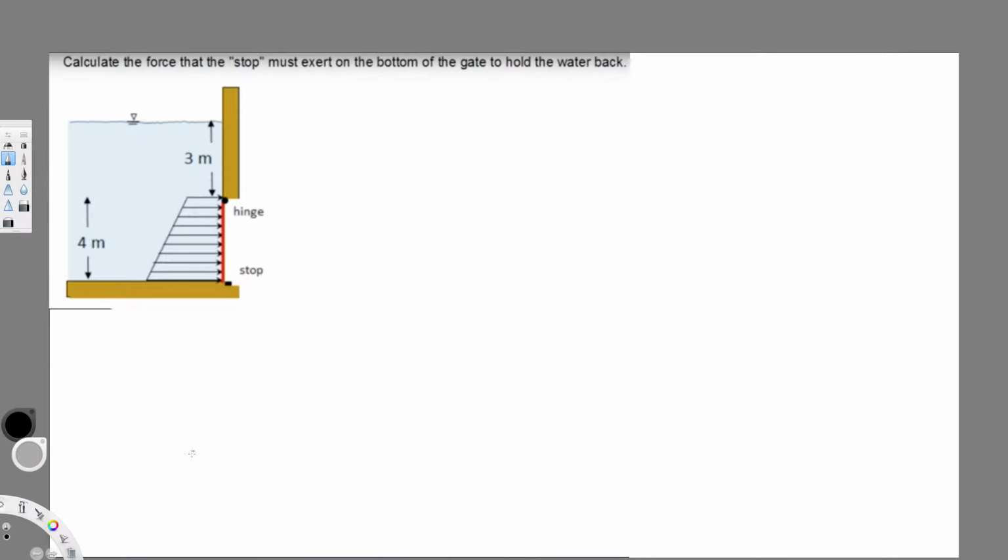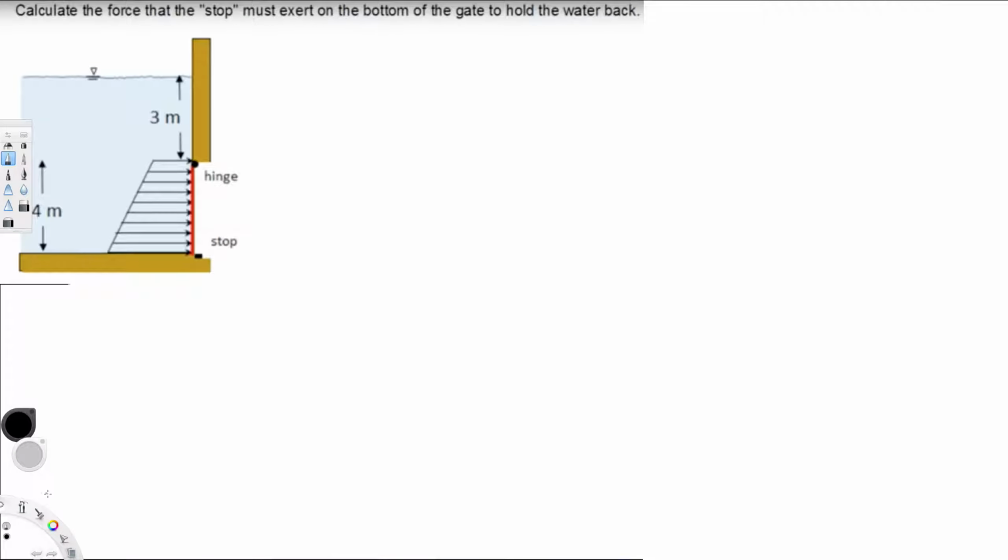Going on, guys, let's do this problem right here. So the question is asking to calculate the force that Stope must exert on the bottom of the gate to hold the water back. So this is the bottom right here, so let's see how we can find it.